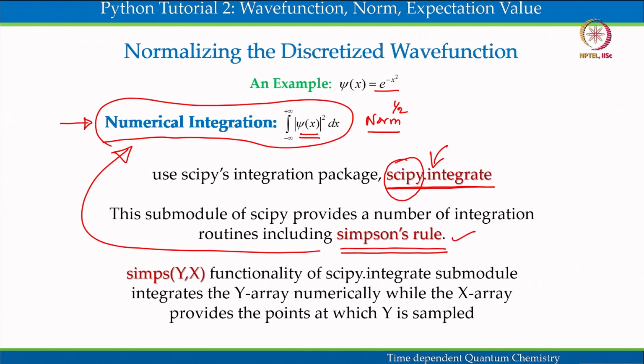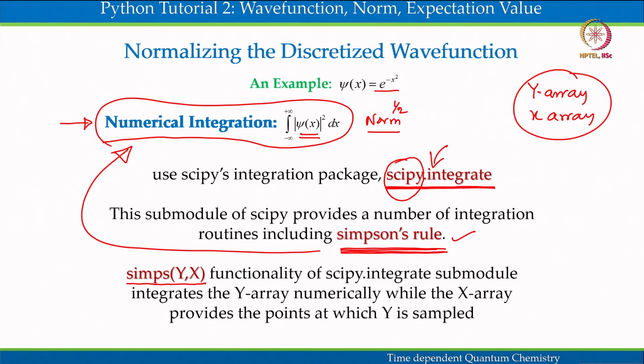And the construct which we have to use in order to implement this Simpson's rule for the numerical integration is the following. It is simps(y, x), where y would be an array and x would also be an array. Both would be arrays, and we have already got those arrays.